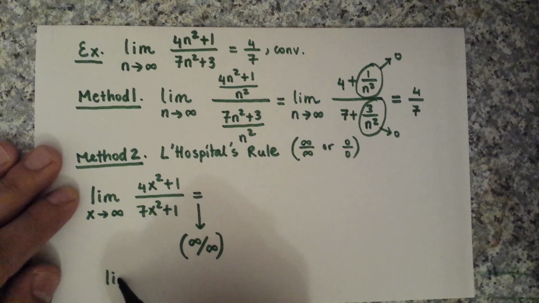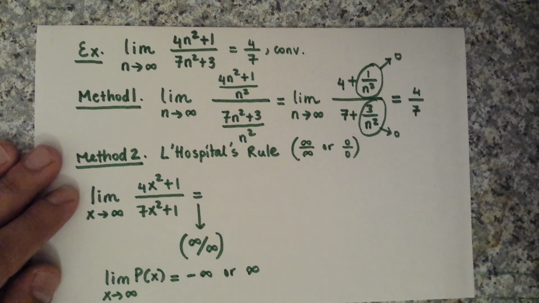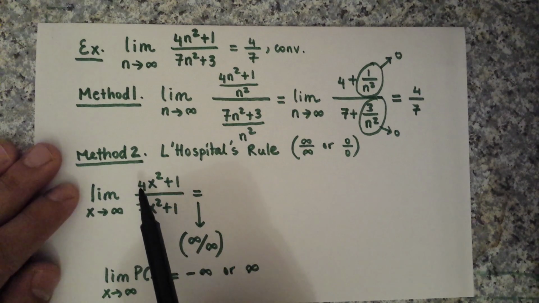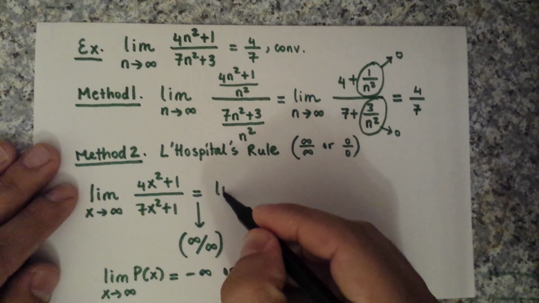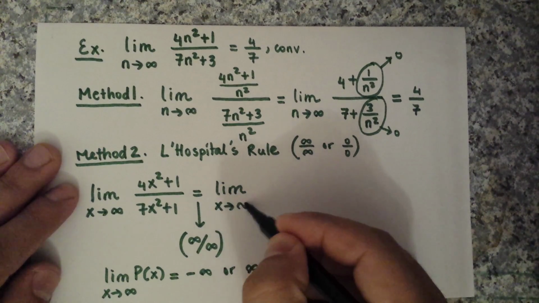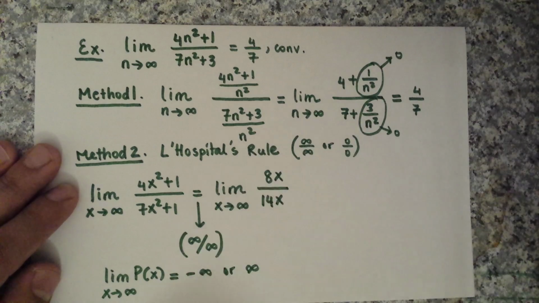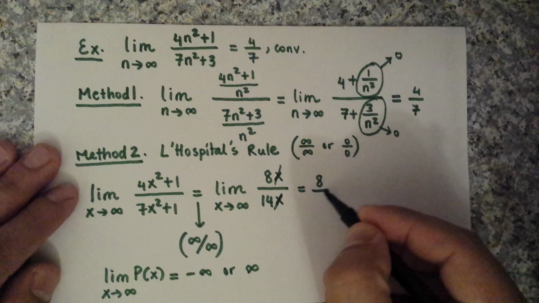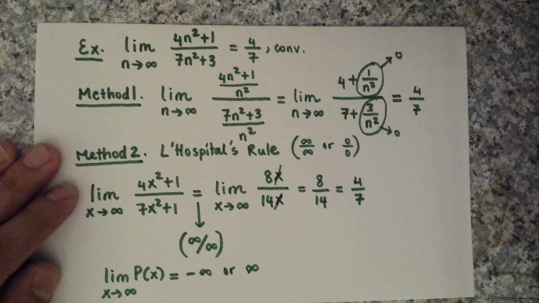Why? Because the limit of a polynomial p(x) as x goes to infinity is negative infinity or positive infinity, depending on the leading coefficient. Here, the leading coefficients are positive, 4 and 7, so they are both infinity. You just take the derivative of the top and the bottom. The top will be 8x, the bottom will be 14x, and the x's cancel, and we simply get 8 over 14, which is 4 over 7. So we get the same answer. This is another cool way to approach a problem of this type.